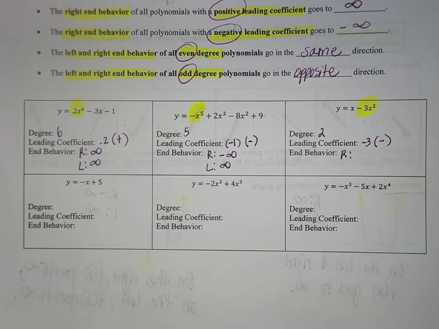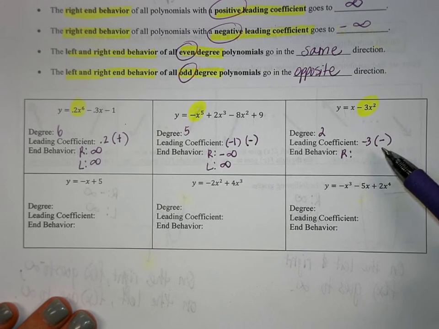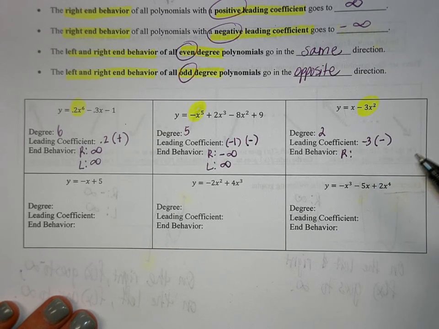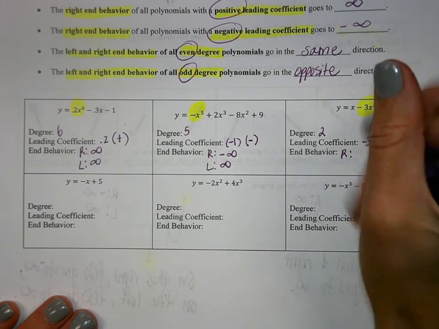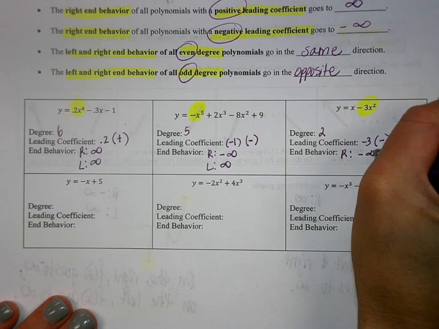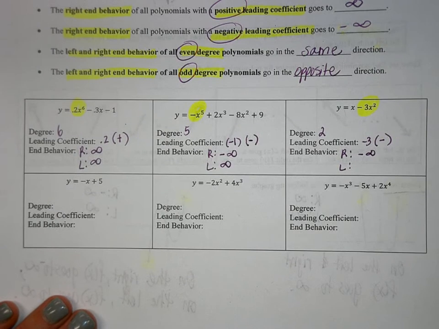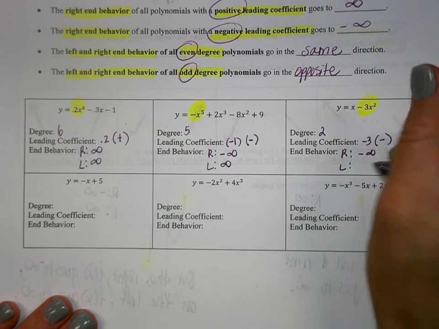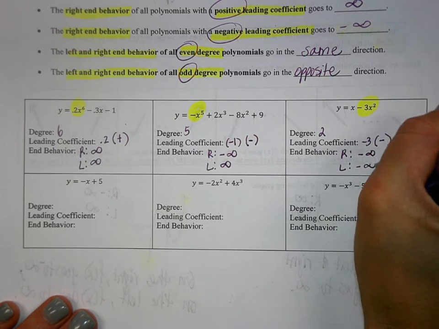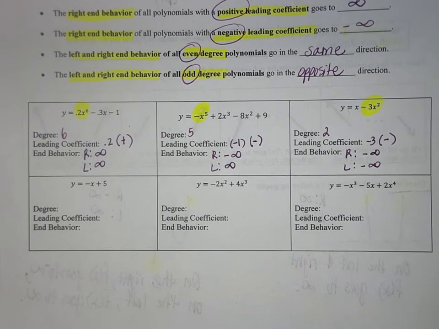Okay, because my lead coefficient is negative, my right end behavior will be what? Negative. Very good, negative infinity. Now my degree is even, and even means that they're going to go in which directions? The same. The same, so that means the left is also negative infinity. Okay, is that better?